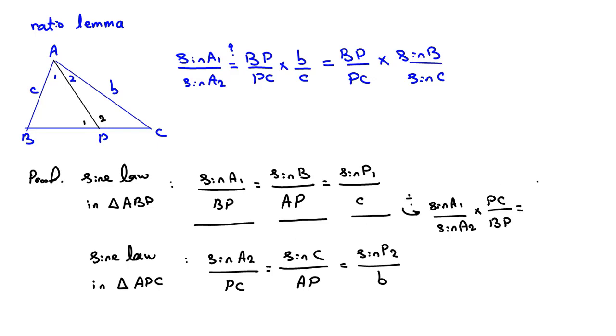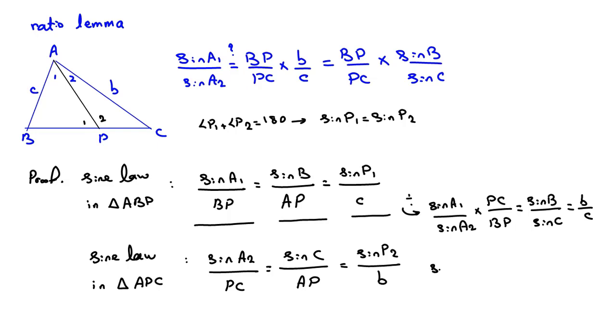Sine B over sine C, AP will be cancelled, so it will be sine B over sine C. And P1 plus P2 is 180 because it's a straight angle. When two angles add up to 180, their sines are equal, while their cosines are negatives of each other. So because sine P1 equals sine P2, they will be cancelled, so it will be B over C.